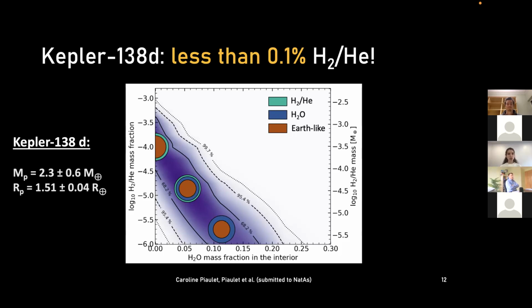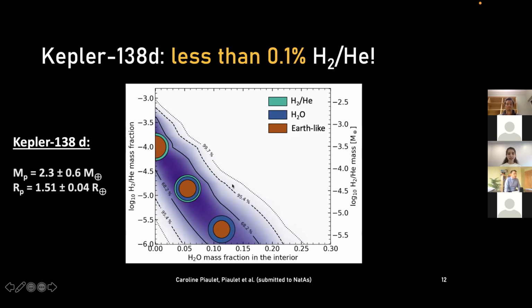What we did was use coupled detailed interior and atmosphere models to constrain the range of plausible compositions. So that's what you're looking at in this plot. On the y-axis you see the amount of hydrogen, and on the x-axis the amount of water, and the purple shaded area is what's consistent with the observations for Kepler-138d. Of course, as you'd expect, if you add more water, you need less hydrogen, and conversely.